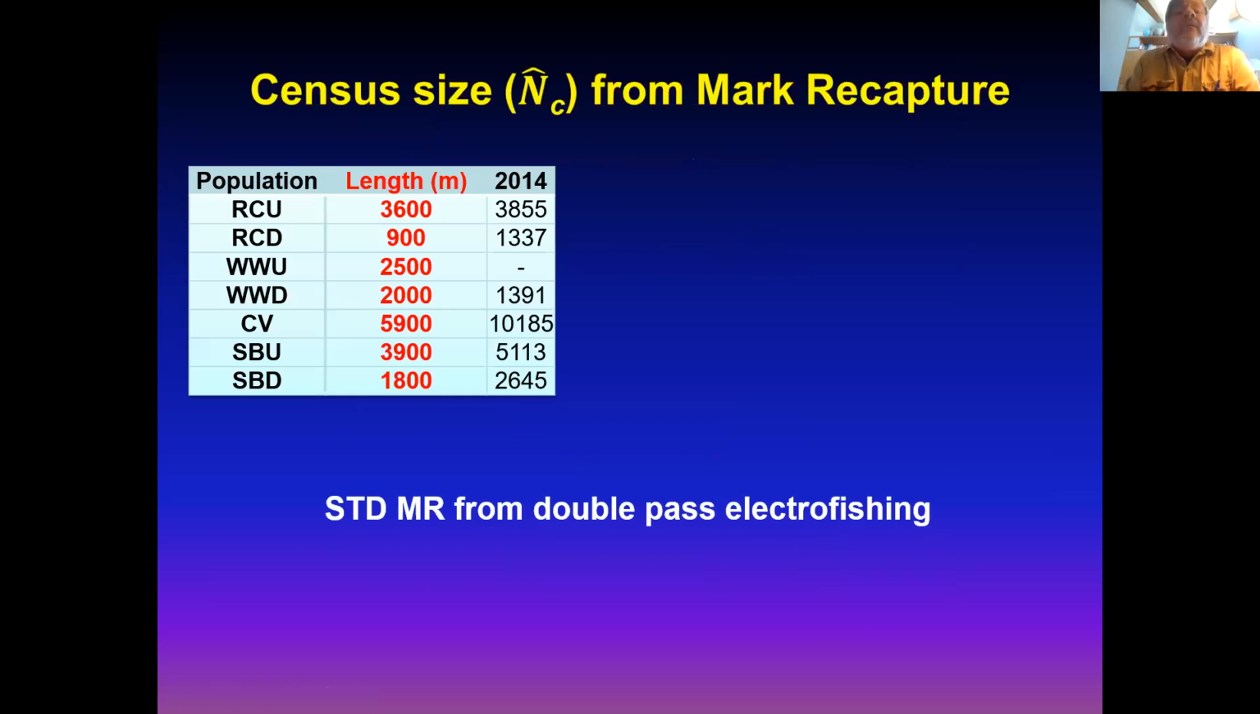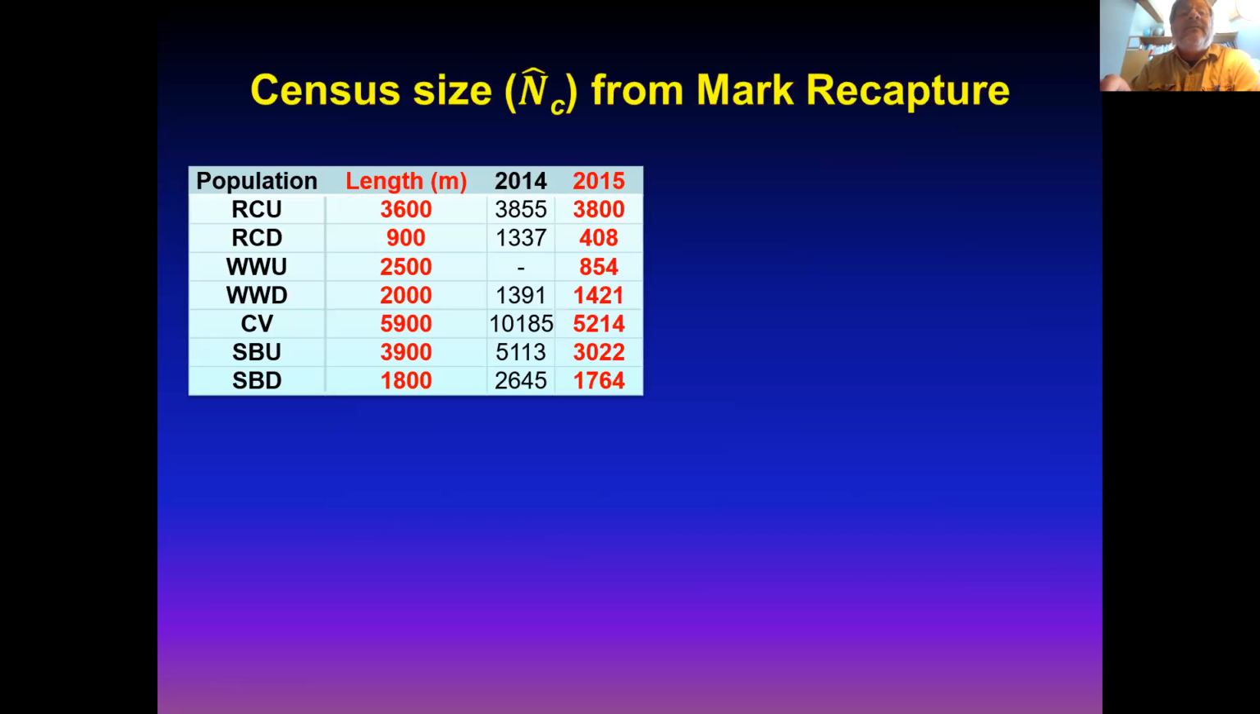But so how did we estimate the mark-recapture census size? Well, as I said before, we did double pass electrofishing each year. We would go to each stream twice, and the second time, we would count the number of individuals that were missing their fins. And so in 2014, we had 3,855 individuals in RCU and so on and so forth.